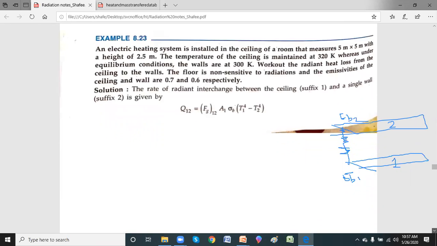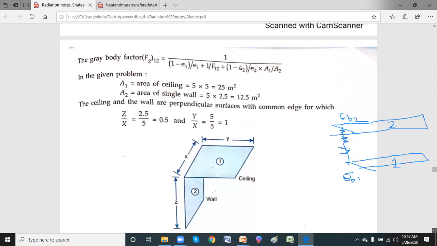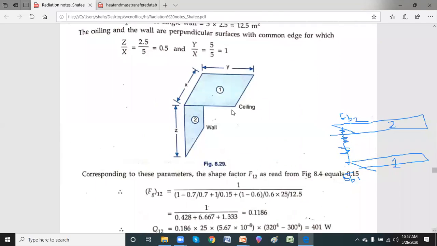So instead of a parallel rectangle, now you have perpendicular rectangles. Now he's asking from ceiling to the wall, how much is the heat transfer? So you remember, we have discussed the problem based upon the perpendicular rectangles, how it will happen. Now you have charts or graphs which show us how to take this value of shape factor. Similarly, I want to find out F12 as per the diagram.